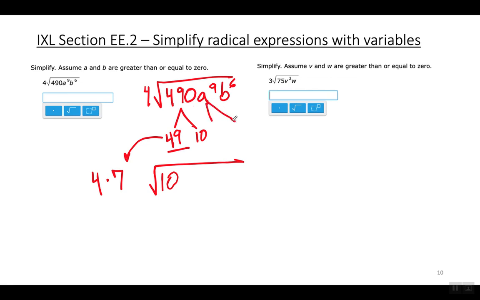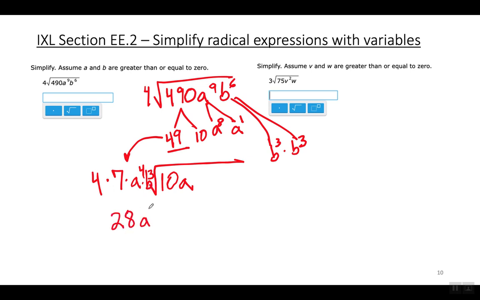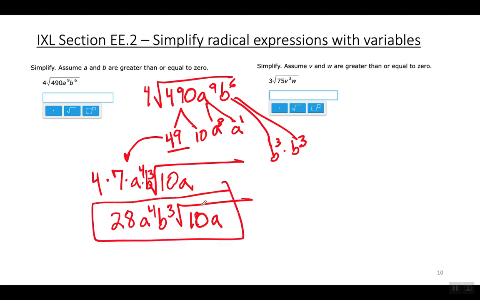A to the 9th power, I could break it up into a to the 8th power times a to the 1st power. The square root of a to the 8th power is a to the 4th power. And this a to the 1st power stays here. And then last b to the 6th power, I could break it up into b to the 3rd power times b to the 3rd power. So the square root of b to the 6th power is b to the 3rd power. When I multiply all this that's outside the radical sign, I'm going to get 28 a to the 4th b to the 3rd square root of 10a. And there's my final simplified answer, okay?